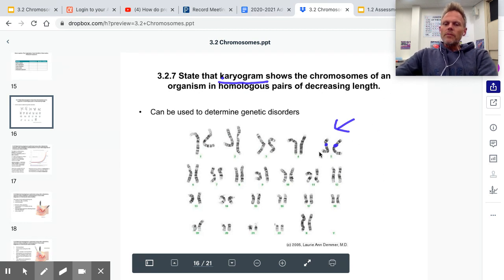And you may remember I said this before, but they start with the longest one first, and that happens to be number 1, and they end with the shortest one, 22. Mr. Fleming, there's 23 pairs.